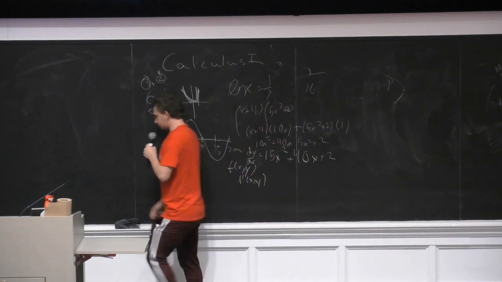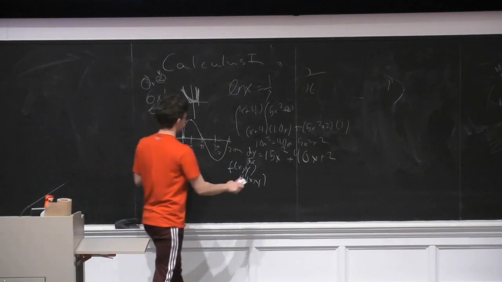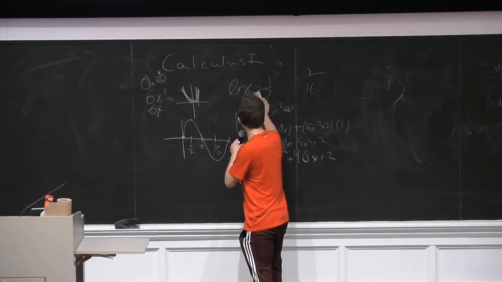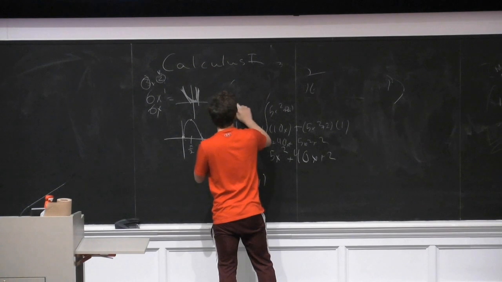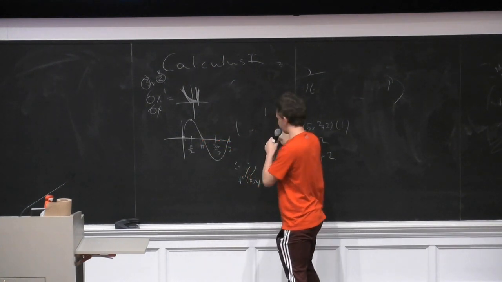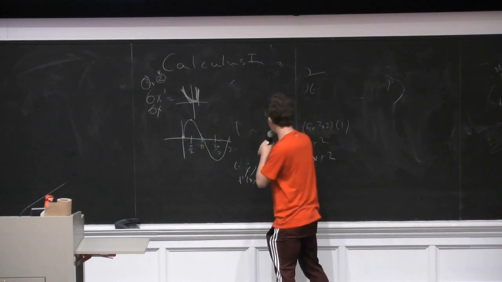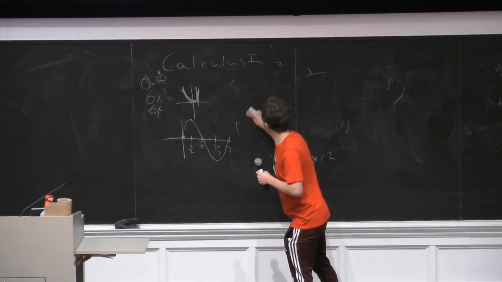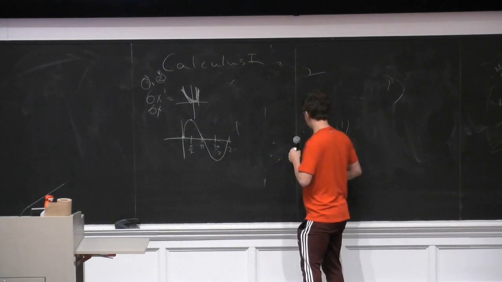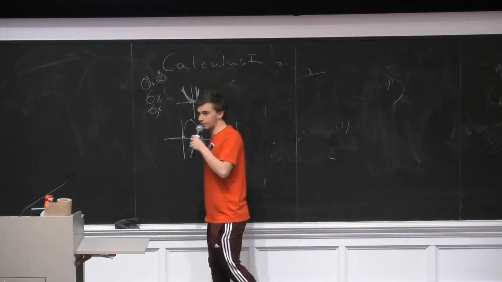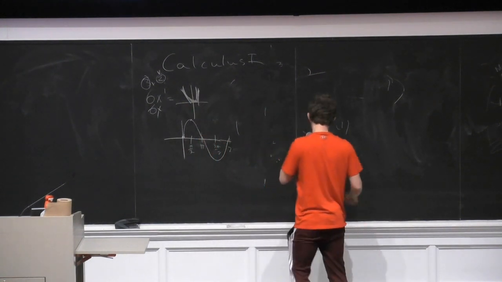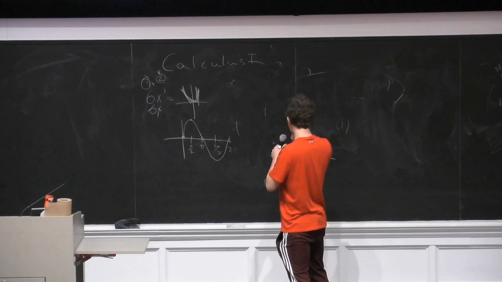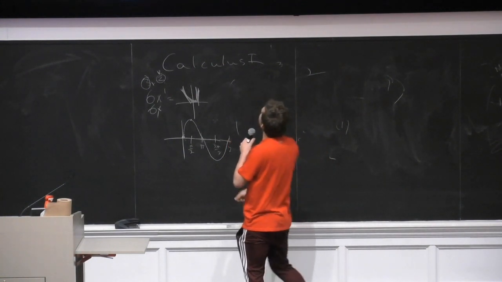Okay. So those are the main rules for taking derivatives. You have the product rule, which is the first times the derivative of the second term plus the second times the derivative of the first term. Okay. So those are the main methods of doing derivatives.